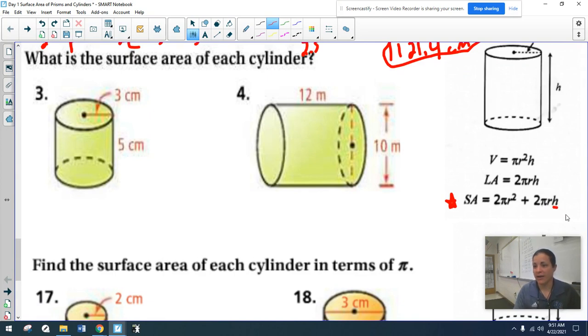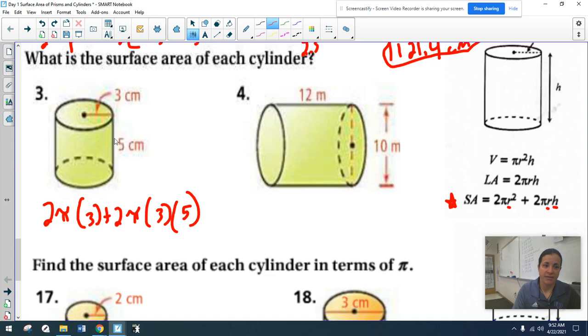All you need is your height, which again, the height's going to connect the bases, so the 12 in this one. And also you need your radius. That's all you need. And they always give it to you. They always give you all the things you need. So for my surface area, I've got 2 pi times the radius. Radius of the circle is 3. Plus 2 pi radius times the height. And the height, again, is going to connect the bases, which are the circles, so the 5.